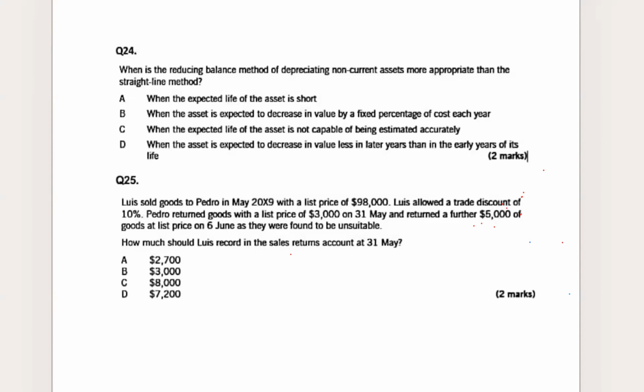If this B is for the straight line method, when we are calculating the straight line method, we assume that the asset is decreasing in value at a fixed what? Percentage of cost. You get that, right? It's a fixed percentage.